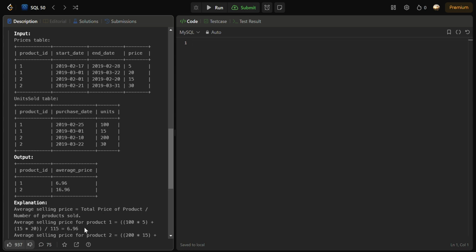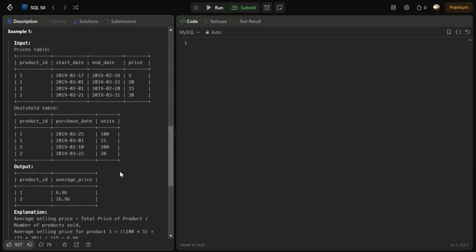Similarly, you can do it for the second product also. So how will we write the query? First of all, we'll select. We need to select the product underscore ID. And we also need to give the average price that will be rounded to two decimals. This part, let me do later on.